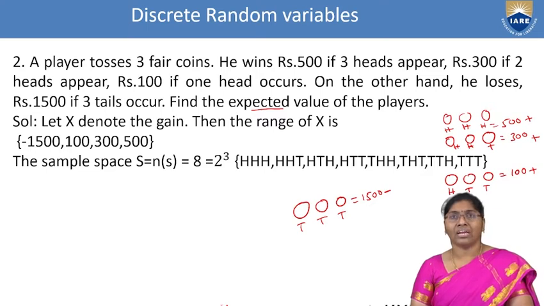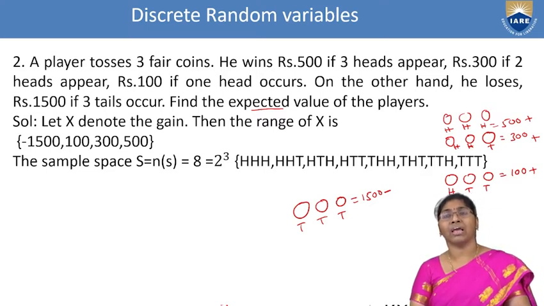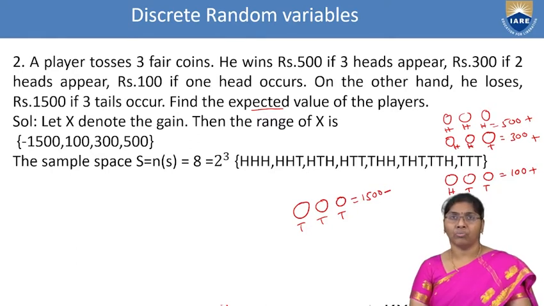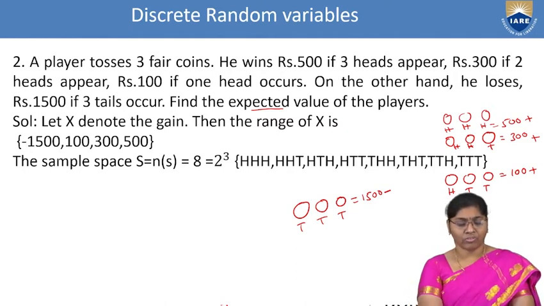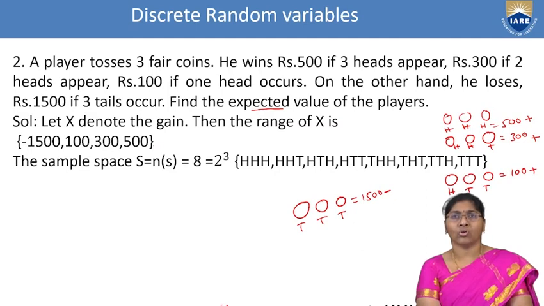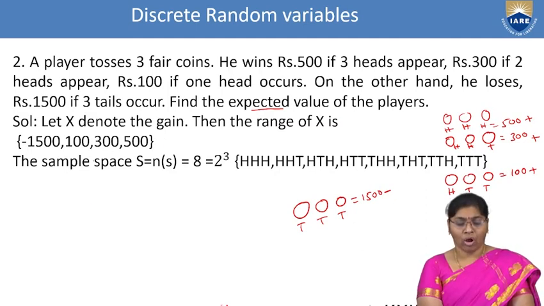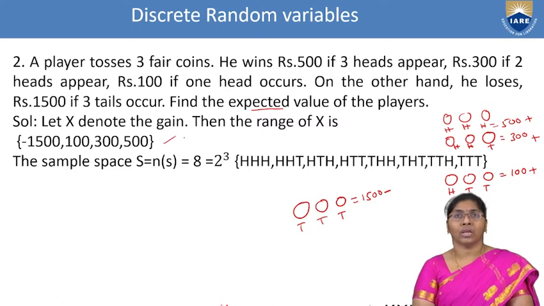Let X denote the gain. Here X is the gain. In the earlier problem, X was the number of defectives. In this problem, we are calculating the gain. Then the range of X is: first, minus 1500 rupees, next 100, 300, 500. The total data, how many are there? Total it is 4.